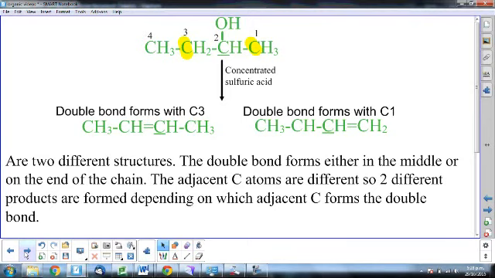And now an example where two products will form. We're now dealing with the starting molecule of butan-2-ol or 2-butanol, and I'm just going to reconstruct a couple of structures here. The important thing here is that we do have adjacent carbons, there are two of them, but they are now different from each other.